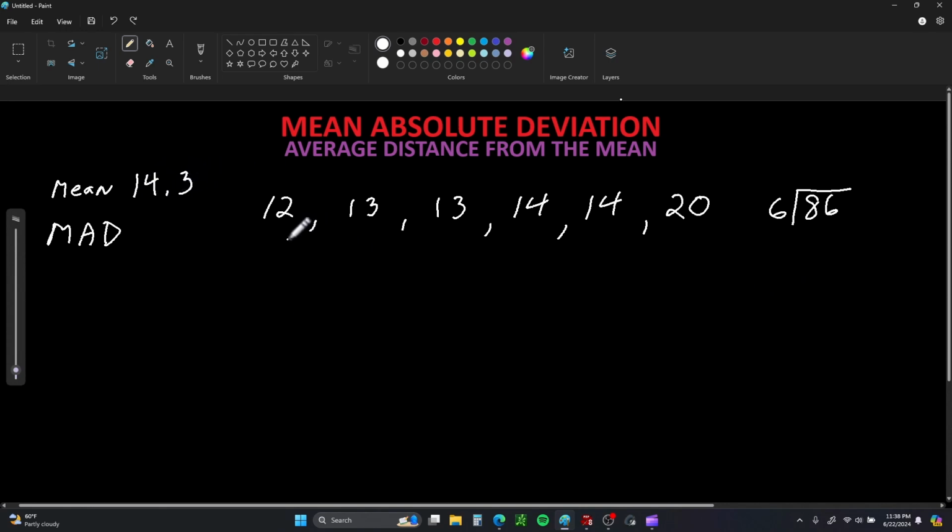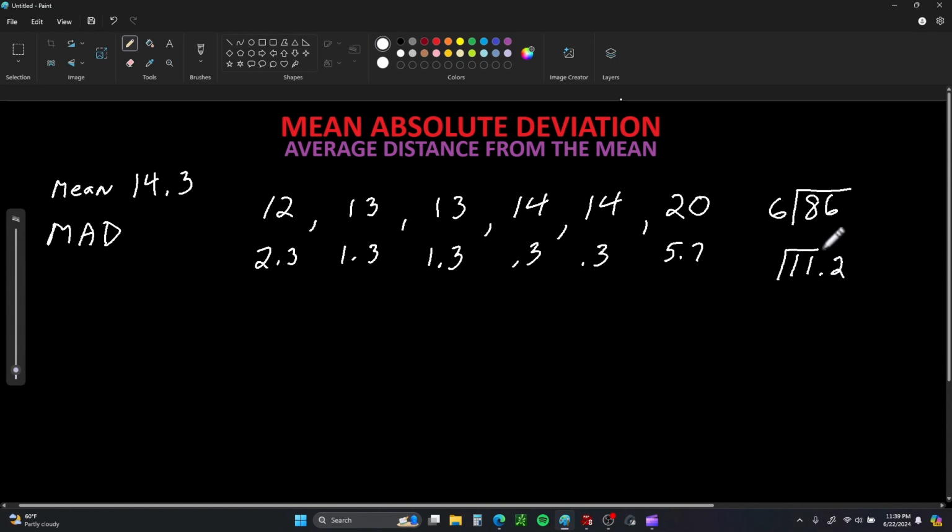Next, you need to find out how far away each of these numbers is from the mean. So 12 is 2.3 away. 13 is 1.3 away. And again here. Now be careful, when it goes to the other side, 14 is only 0.3 away. And then the 20 is actually the tricky one. If I do 20 minus 14.3, I get 5.7. And if you try doing that in your head and you got it wrong, that's going to cause an error. So when we add these up, we get 11.2.